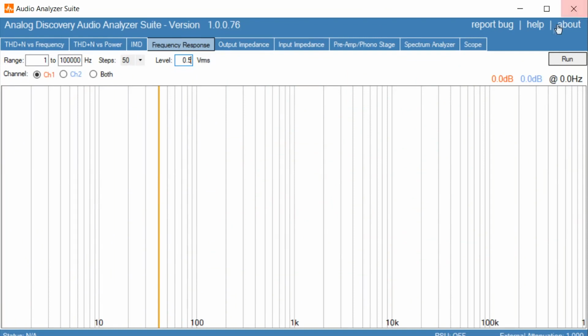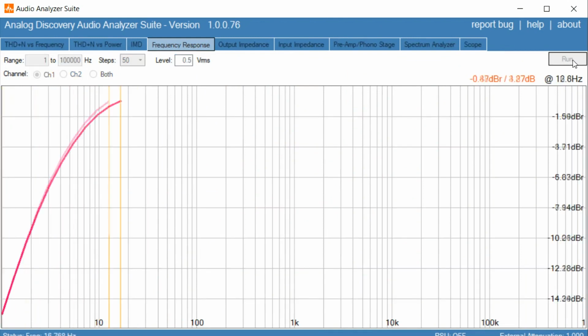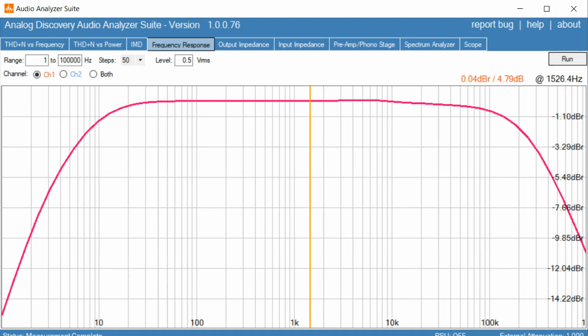Let's start with a frequency response measurement. So here we're going from 1 hertz all the way up to 1 megahertz. So let's see what that looks like. So this is looking good. Look here, 1 kilohertz. That is our 0 dB reference point. And we can see the gain in the current setting is 4.79 dB. So right now it's set at the minimum gain setting. That sounds reasonable.